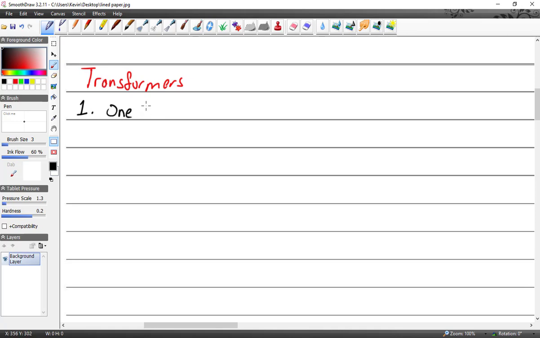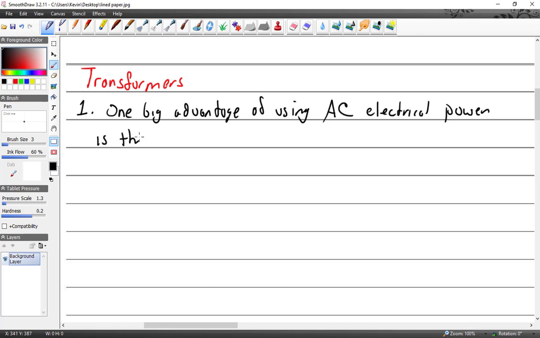All right. So one big advantage of using AC electrical power is the ability to use transformers to step up or step down the voltage.